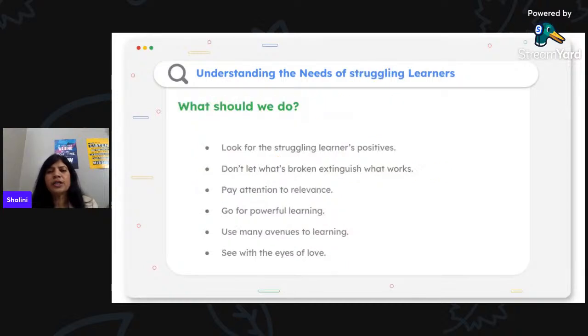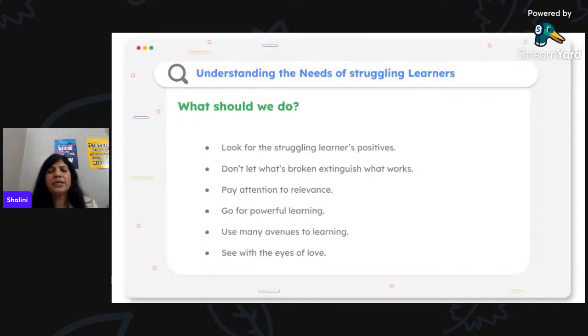When they are struggling, they feel that they cannot do things, and they either sit quietly or they start seeking your attention in some other ways. So what is it that we should do with the struggling learners? We should always look for some positives in them. Every learner will have something good.